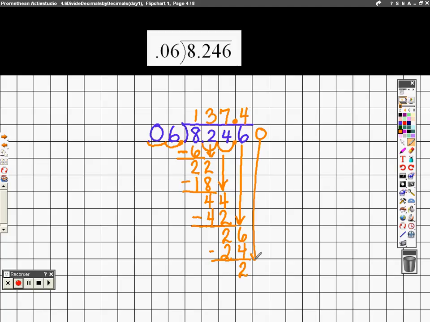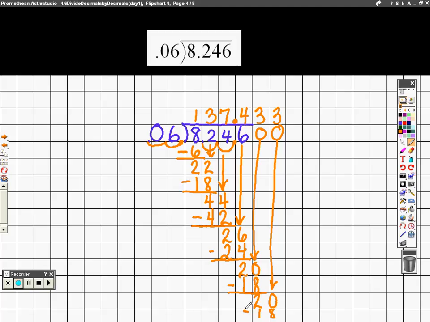Then I bring down my 0, and 6 goes into 20 3 times. 3 times 6 is 18. I subtract, and I get another 2. I can add another 0 and bring it down. And 6 goes into 20 3 times. And I can see that's 18. I can see that this pattern is going to continue.